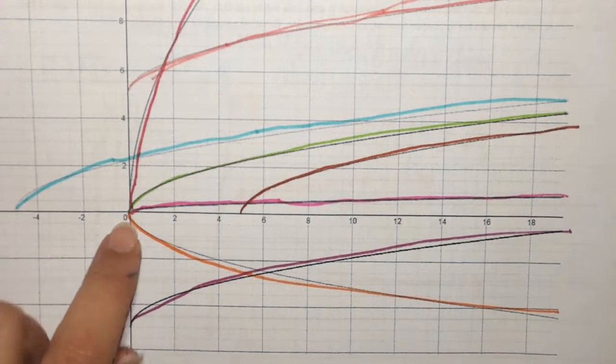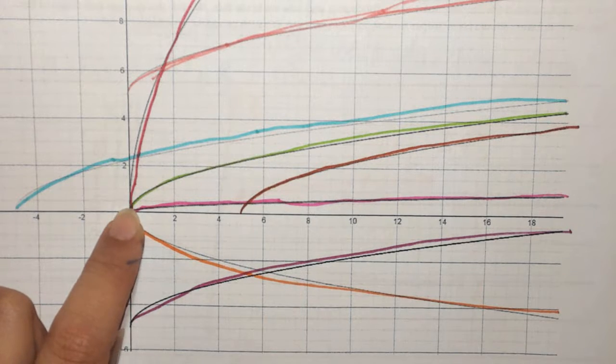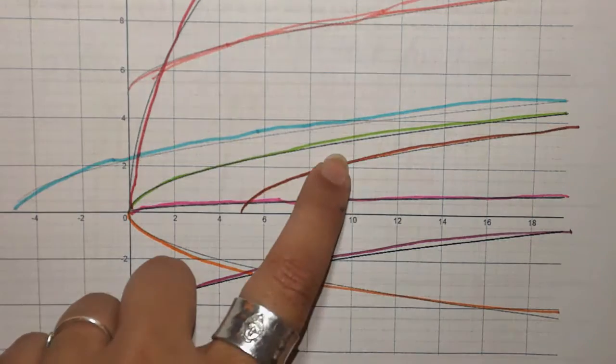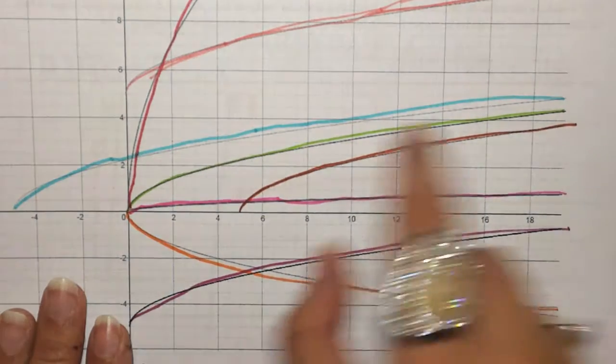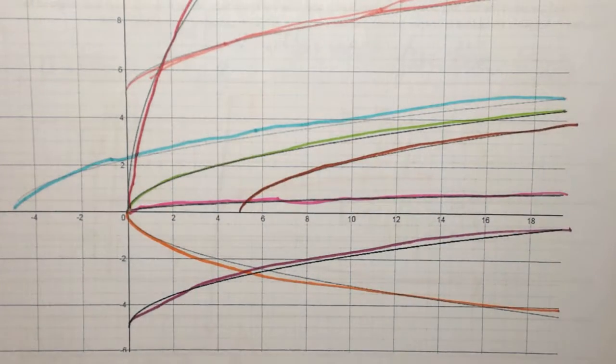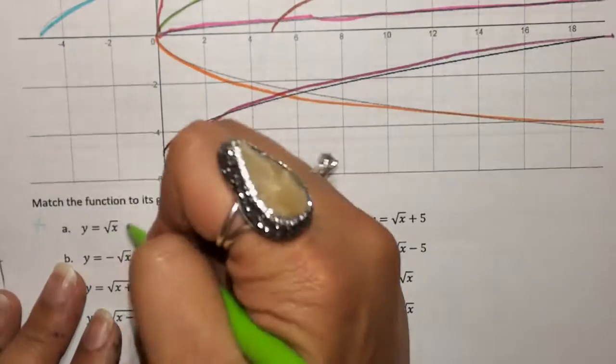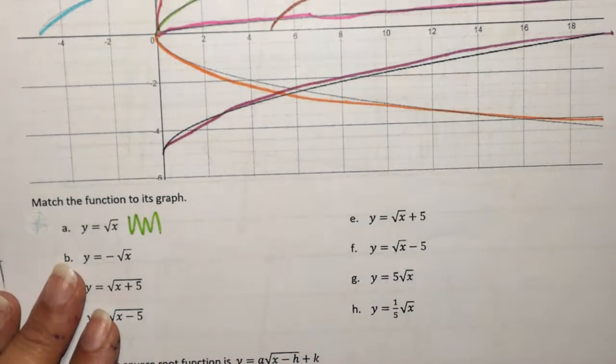Remember, the square root of x has to go through 0, 0. It has to go through 1, 1. It has to go through 4, 2, and 9, 3. So I think it's this green one right here. So the square root of x is my middle green one. So write a beside it and then color it whatever color yours is.